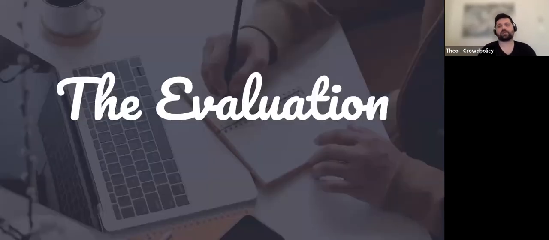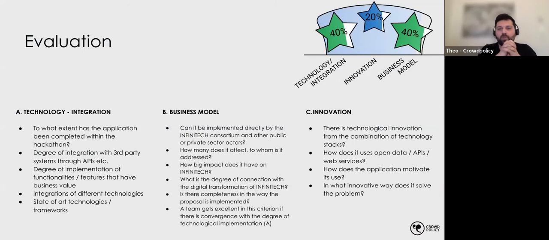So the evaluation, just for you to understand a bit more how the evaluation committee will work. We are working on 3 main themes. The first one is about technology. So first of all, to what extent the application has been completed during the hackathon. Of course, we're not waiting for you to have a complete product, but the more you do, the better this will be. One of the most important things, again, is the degree of integration with third-party systems. So we're looking at APIs, for example, or anything else that you can find to connect with other tools.